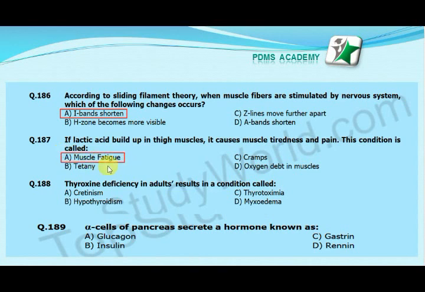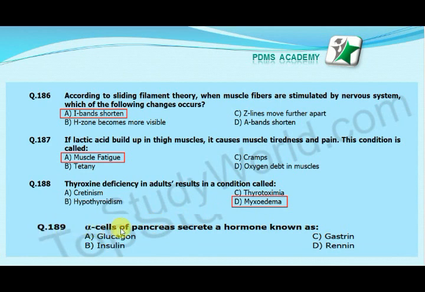Our next MCQ is: thyroxine deficiency in adults results in condition called. Option A, cretinism. Option B, hypothyroidism. Option C, thyrotoxemia. Option D, myxedema. Our correct answer is D, myxedema.